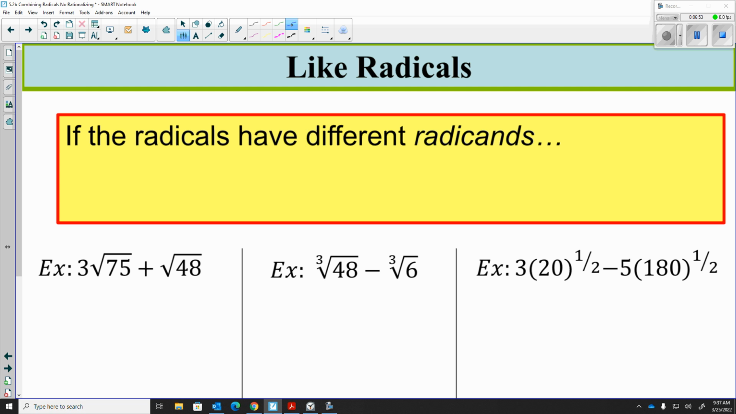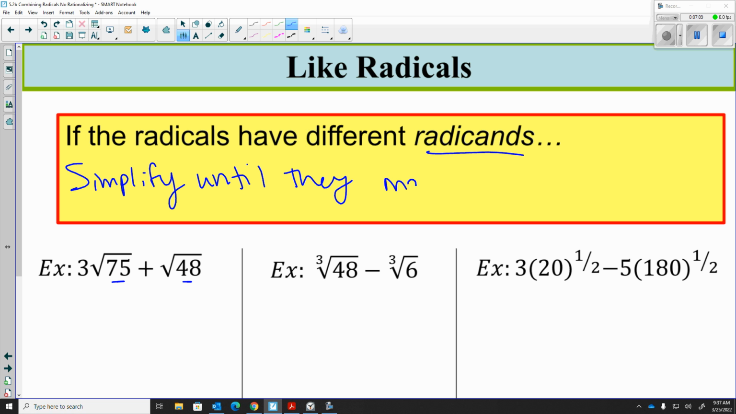Here's what you're going to do. If they have different radicands, remember that's the number on the inside. If they're different, you're going to simplify them until they match. So we're not screwed. We're not just going to give up. We're going to hang in there. We're going to use the skills that we have to figure something out. Okay? Here's what I mean.